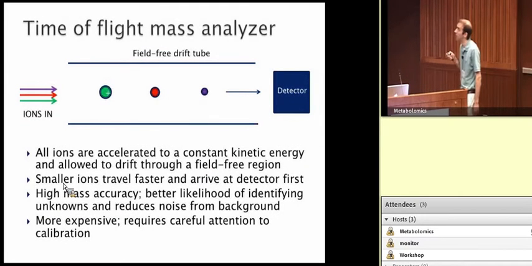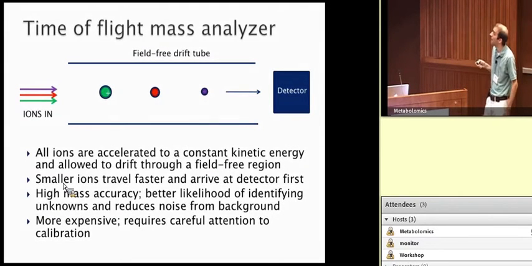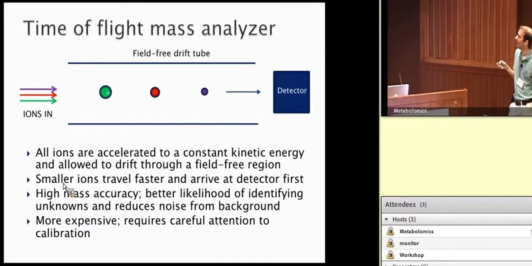The second type to talk about briefly is a time-of-flight mass analyzer. In this case, what we do is we basically pulse all of our ions in. This is the simplest one conceptually to understand. We give them all the same kinetic energy, and things that are smaller move faster because you gave them the same amount of kinetic energy. Their velocity is higher.